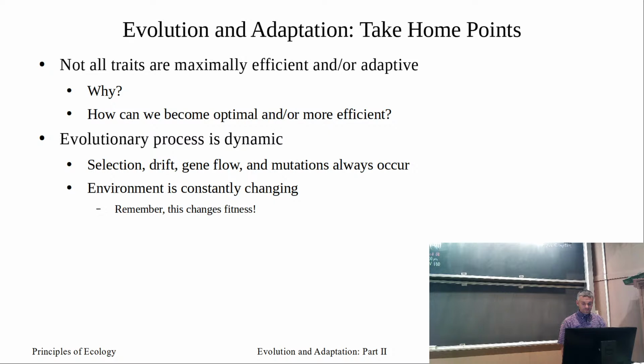Give me one explanation. All right, explanation number one: the environment changes. Evolution is a continuous process, right? Environment change. So our view of what's maximally efficient might be wrong.